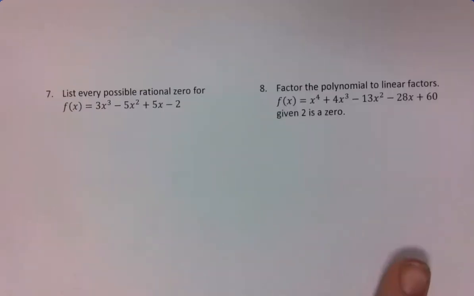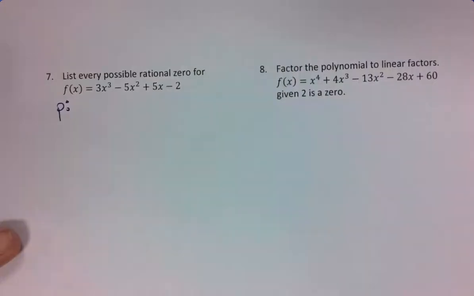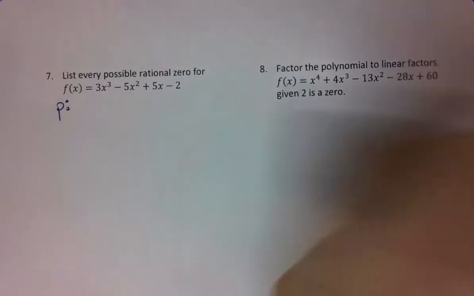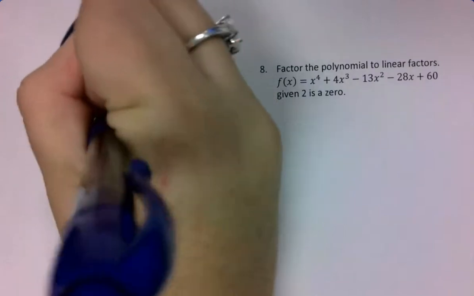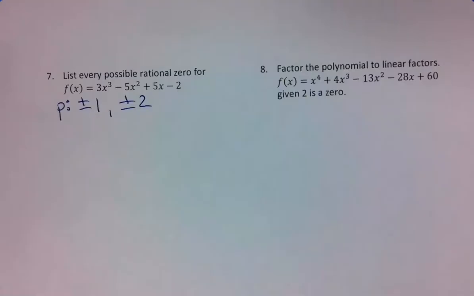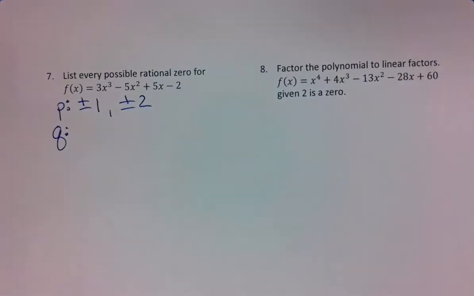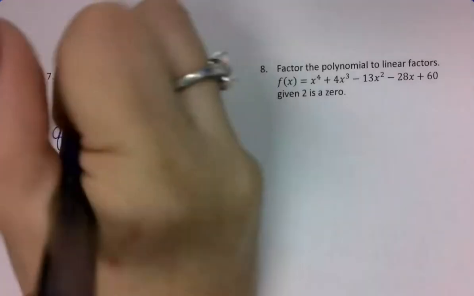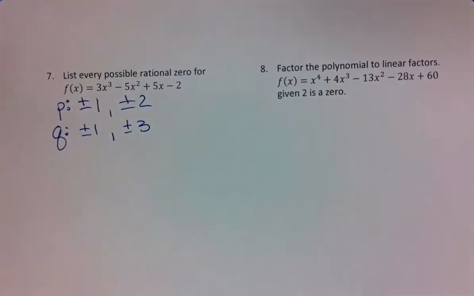Okay. Number 7 wants me to list every possible rational zero for this function. So I want to start off by finding my factors of p, which is my end value, the negative 2. It's always plus and minus. I have positive 1 and positive 2 for my factors of 2. Nothing else multiplies to 2. Then I want to find my factors of q, which are my leading coefficient. This is positive and negative 1, and positive and negative 3. Nothing else multiplies to 3.